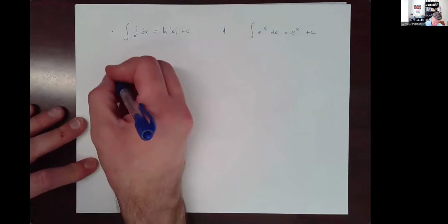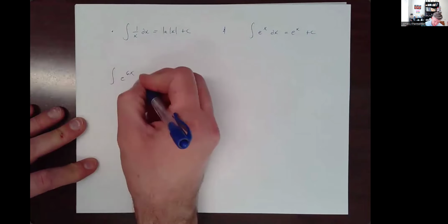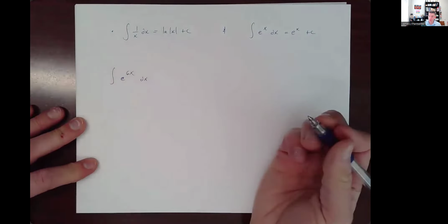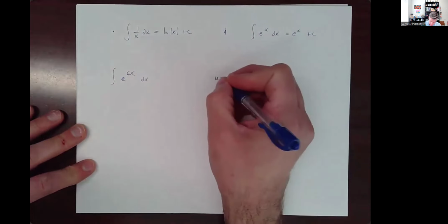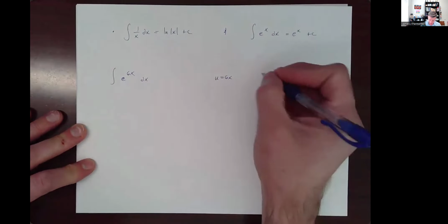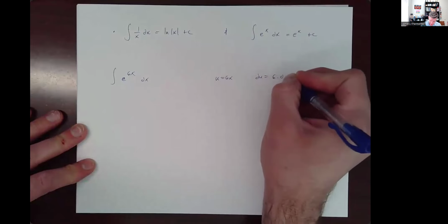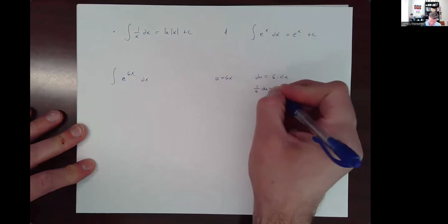So if we're integrating something like e to the 6x, again, we could do a u sub. We could let u equal 6x. I don't think we really need to, though. du is going to be 6 times dx. 1/6 du is going to equal dx.